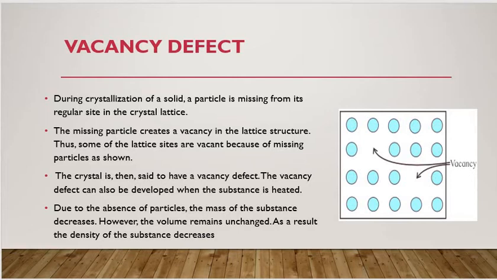Vacancy defect. During crystallization of a solid, a particle is missing from its regular site in a crystal lattice. This missing particle creates vacancy in the crystal structure. Thus, some of the lattice sites are vacant because of the missing particle. As you are seeing in the diagram, there are two vacancies created because of the missing of the particle from their lattice point. This kind of defect, where you will not be seeing any particle on its lattice point and you are seeing vacancy over there, such defect will be called vacancy defect.